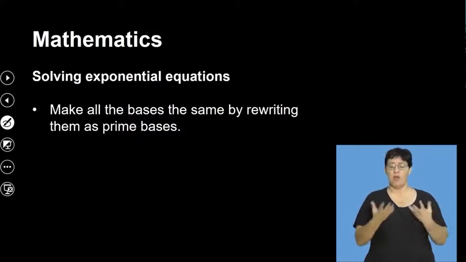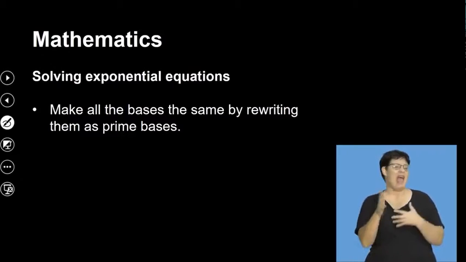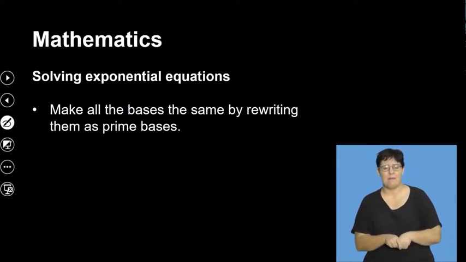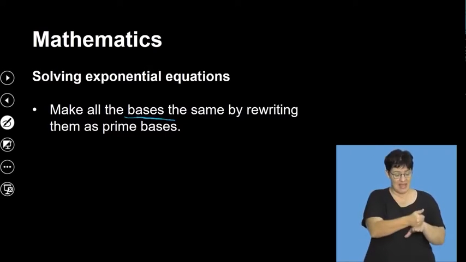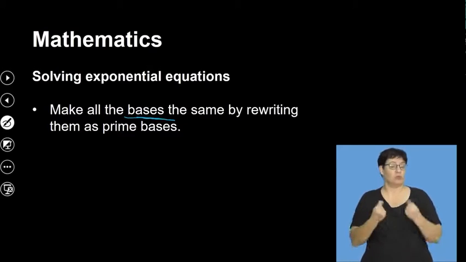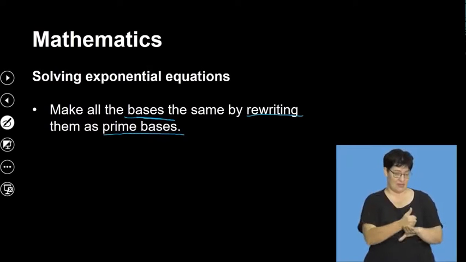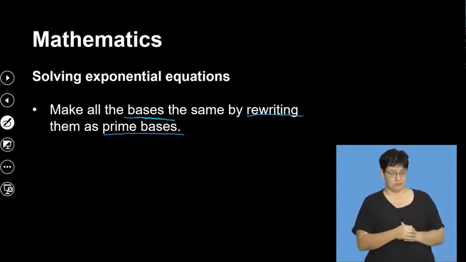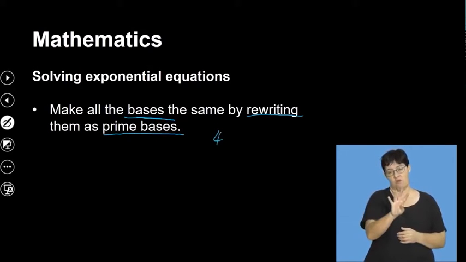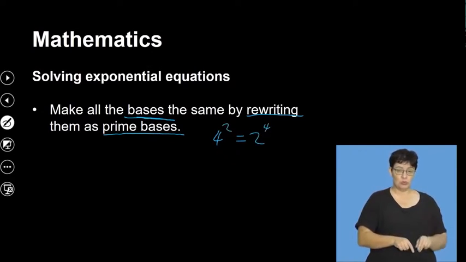Now, when we are solving exponential equations, the very first thing, the same as with expressions and all the concepts of exponents, is to make sure that all the bases are the same by doing what? You are rewriting them as prime bases, right? So the important thing here is to make sure that they are prime numbers. So for example, if I have something like 4 squared, this is the same as 2 to the exponent of 4, agreed?